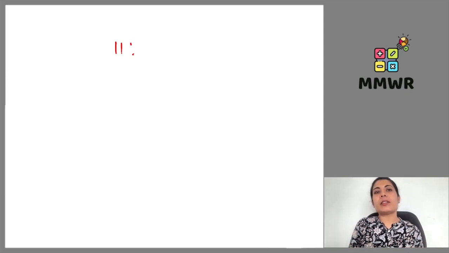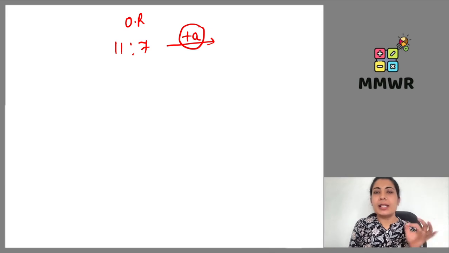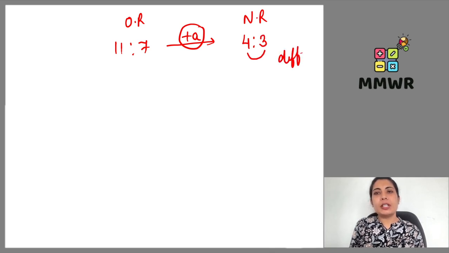So originally the ratio is 11:7, the original ratio. After adding something, I don't know what I have added, but I have added something. Let's say a has been added. The new ratio is 4:3. Now let us quickly check the difference here. So the difference is of 1. What is the difference here? Here it is 4. Let us make the difference the same at both places. So here I will be multiplying by 4.